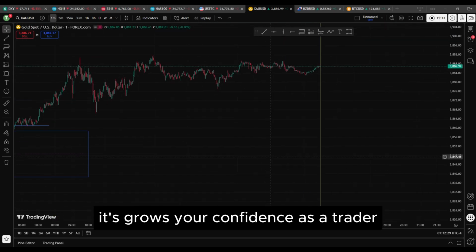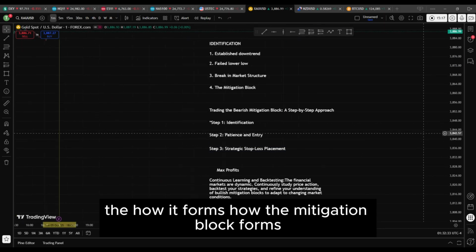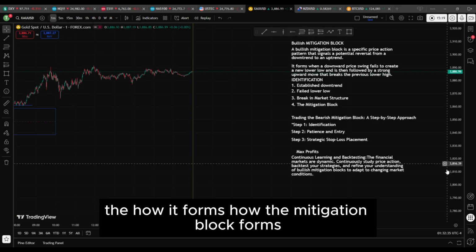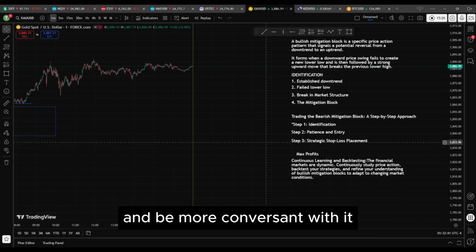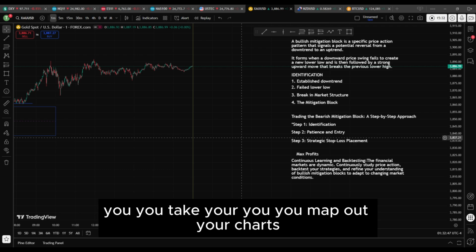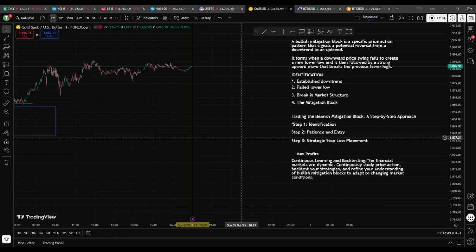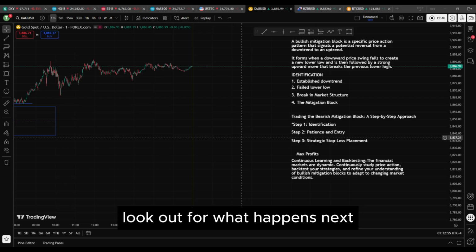It grows your confidence as a trader. You understand the mitigation block, how it forms, and you see how to take entry. The next thing is just to backtest it over and over and be more conversant with it. So that whenever the market makes an impulsive move, you map out your charts, you sweep off liquidity, you map out your chart, and then look out for what happens next.